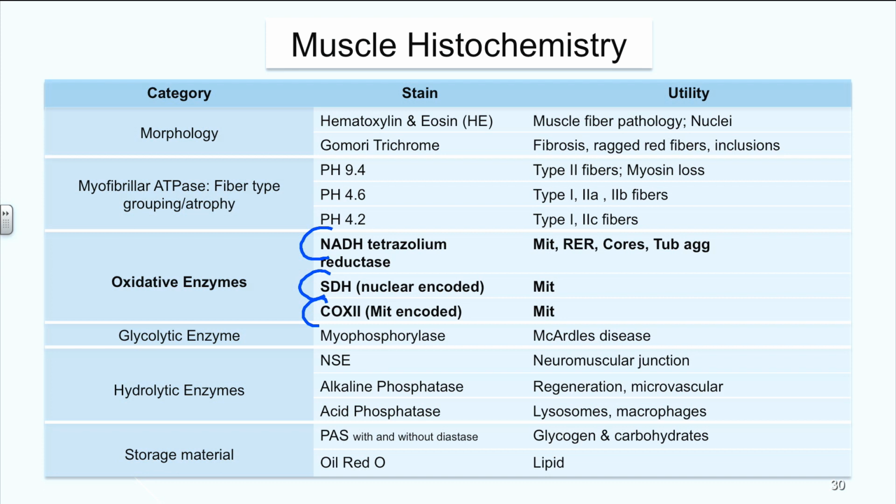For instance, NADH is also used as an enzyme by other organelles in the skeletal muscle. What if it's them that are not normal, basically? So we want to differentiate between mitochondria and, for instance, the tubular system or RER. Whereas we know SDH is specific to mitochondria, so if it's abnormal, then we are pretty sure that the mitochondria are not normal in the skeletal muscle.